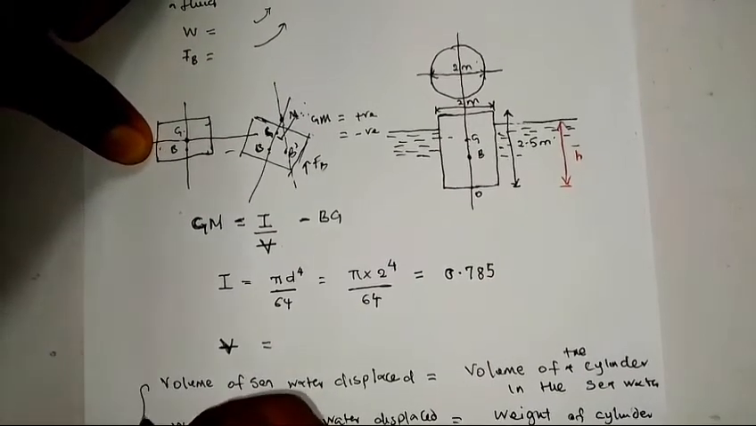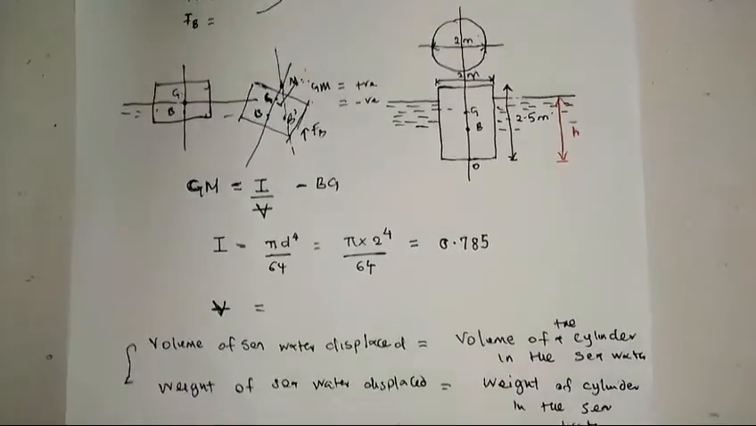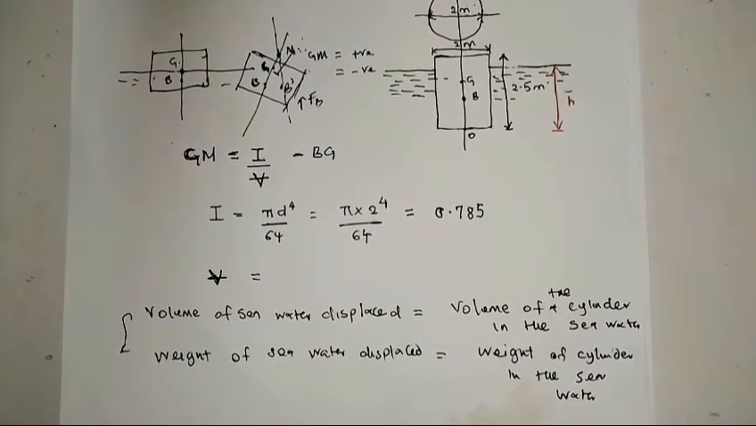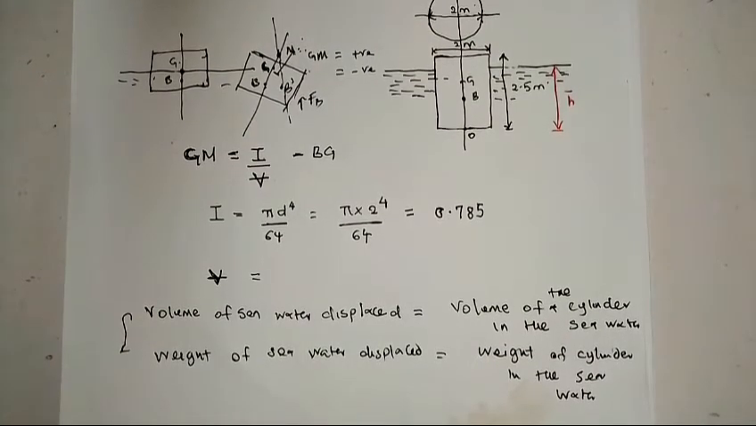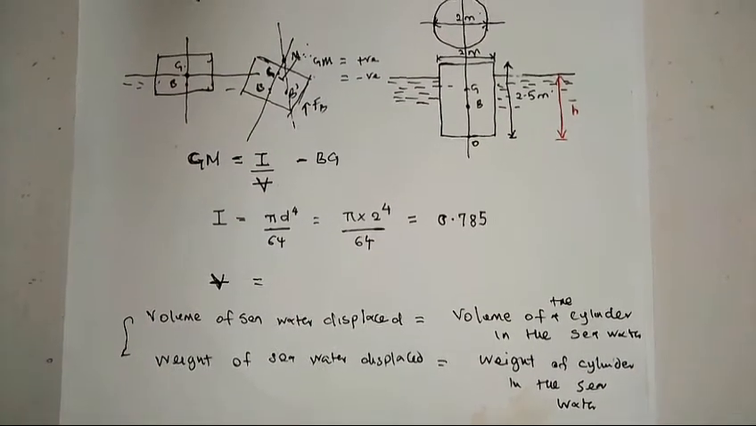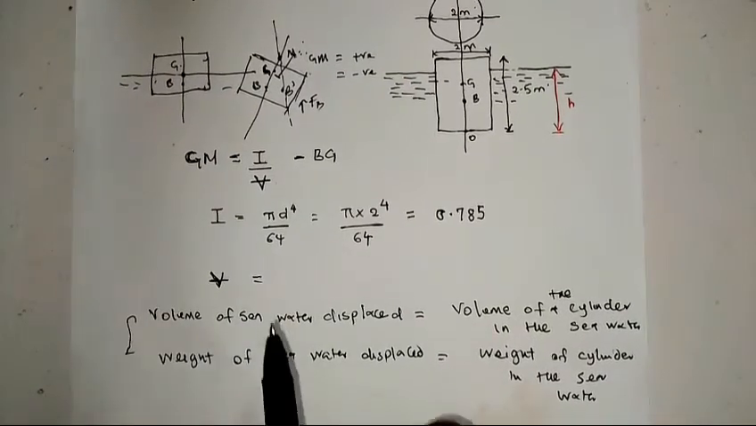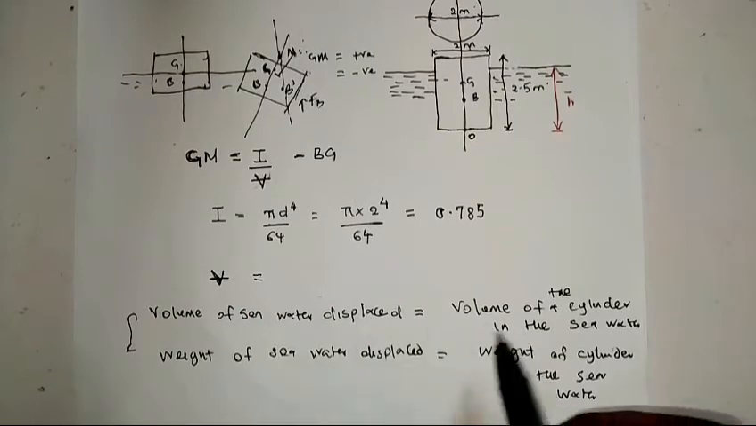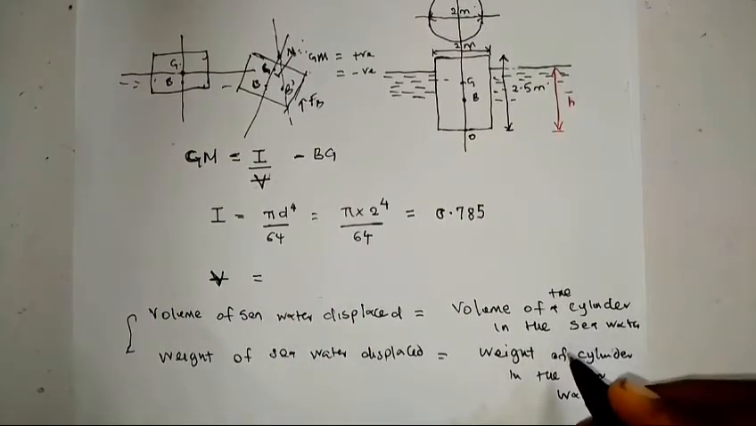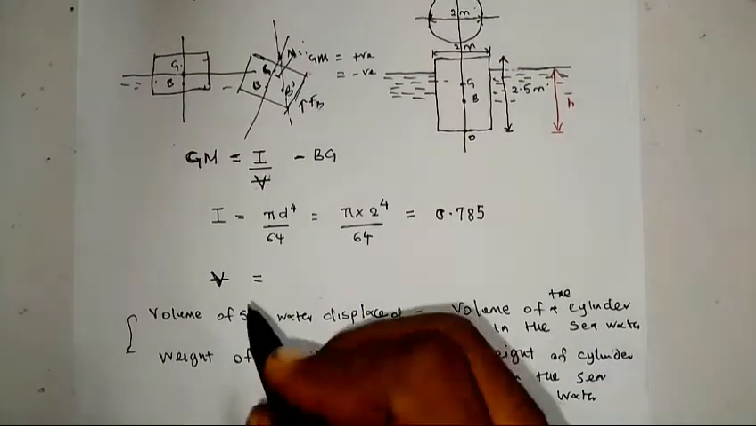So basically, these are the two assumptions we use in solving buoyancy and flotation. The volume of seawater displaced is equal to the volume of the cylinder, or the volume of any object in that medium, and the weight of water displaced will be equal to the weight of the object in that medium. So to get my volume of water displaced, V, it will be equal to the volume of the cylinder in that seawater.